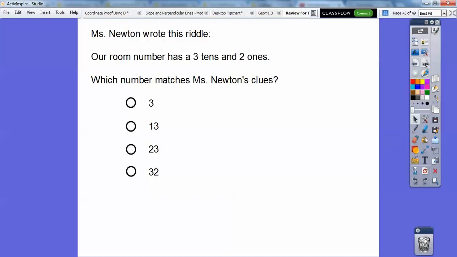Okay, Mrs. Newton wrote the riddle. Our room has a 3 10s and 2 1s, so which number matches Mrs. Newton's clue, okay? So 3 10s is 30, 2 1s is 2, so 30 plus 2 is going to be 32 right there, okay?